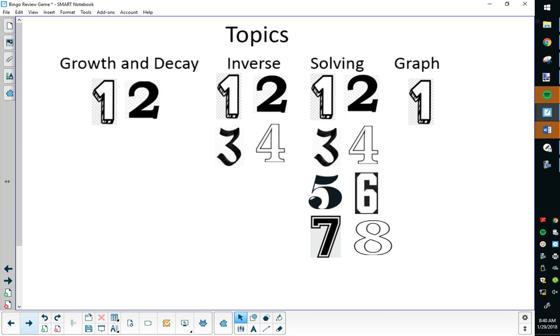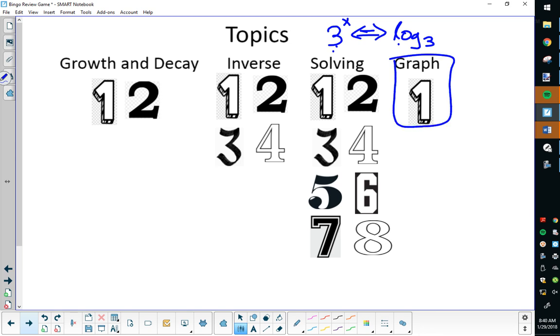Solving. Anytime we're doing solving problems, you've got one of 2 options. You're either going to have an exponent problem or a log problem. You just got to figure out, what am I trying to get rid of? If I'm trying to get rid of an exponent, then do logs. If I'm trying to get rid of a log, then do exponents. And then the last one is graphing. The graphing ones, whether it's doing inverse graphing where we flip x and y, or just graphing exponential graphs, remember those always look like that.